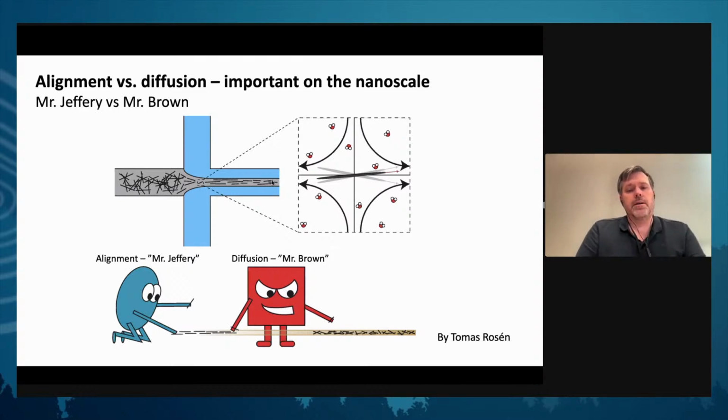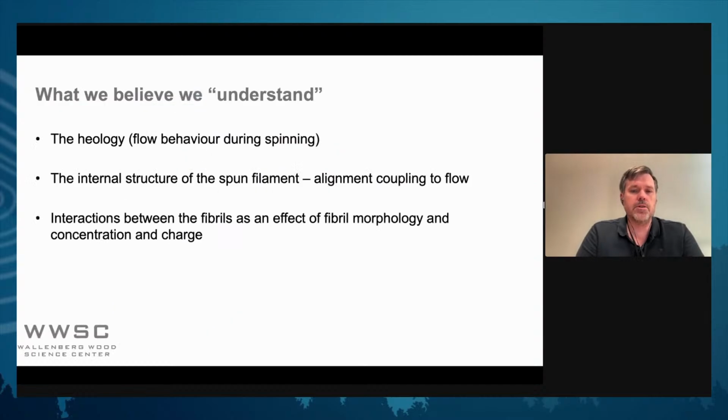And you could argue that it's not a problem if we just do it slower. The diffusion is faster into the system. It diffuses for a longer time, but then we get poorer alignment and we get poorer production capability. So from this, we believe that we understand a set of things, and we don't understand the rheology. That's the flow behavior during spinning. We think that we understand the internal structure of the spun filament and this alignment coupling to flow, and we can control the interaction between fibrils.